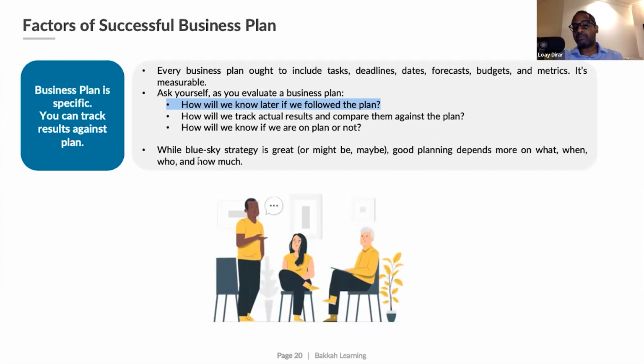And there's the blue sky approach strategy, which you can learn more about. This is a very good approach when it comes to developing business plans. It's called the blue sky strategy. It's a great approach. It helps with good planning and depends more on what, when, and how much. So this is an approach which is quite close to managing projects. By the way, project management still plays a very important role when it comes to implementing business plans.